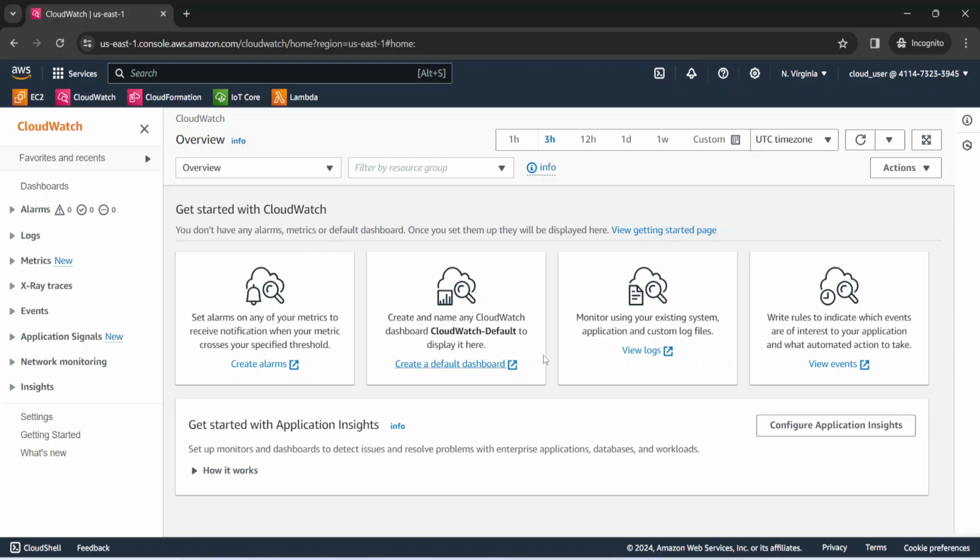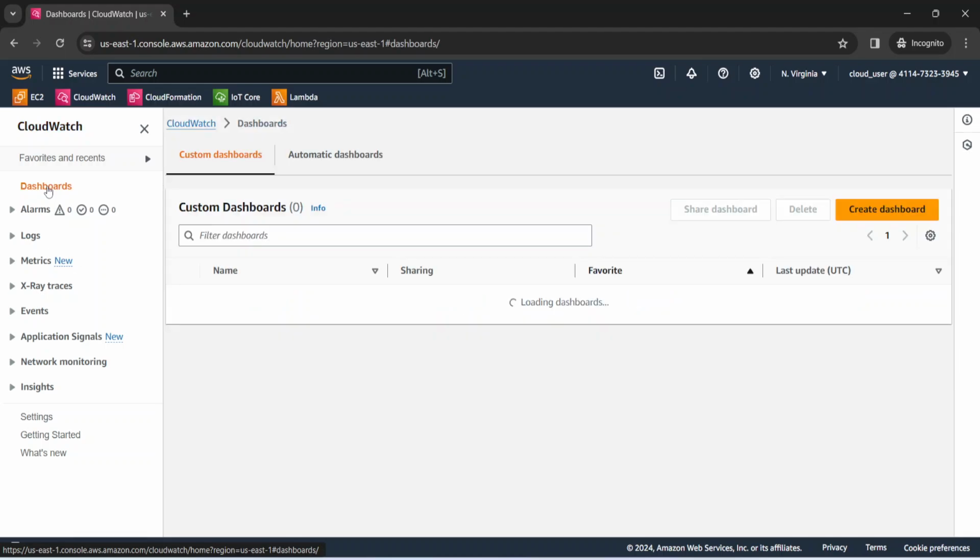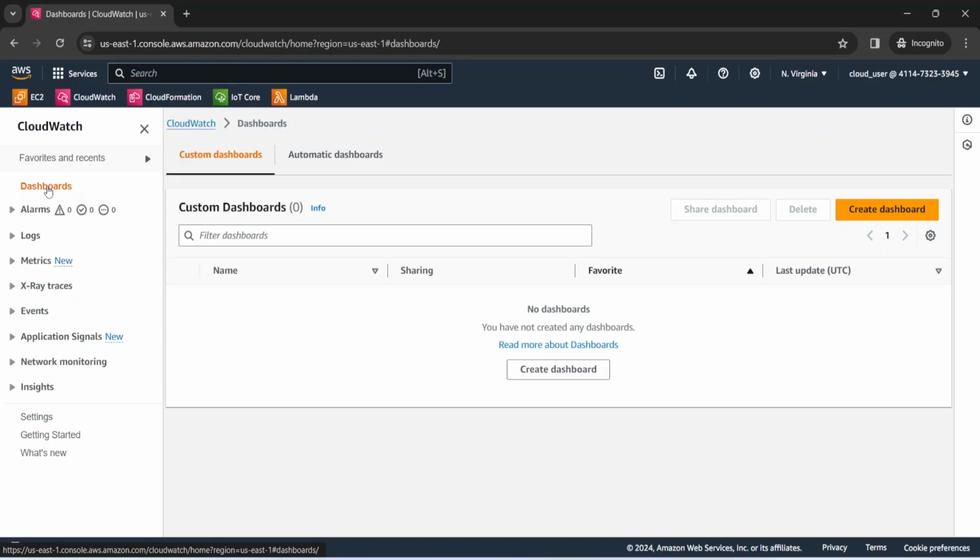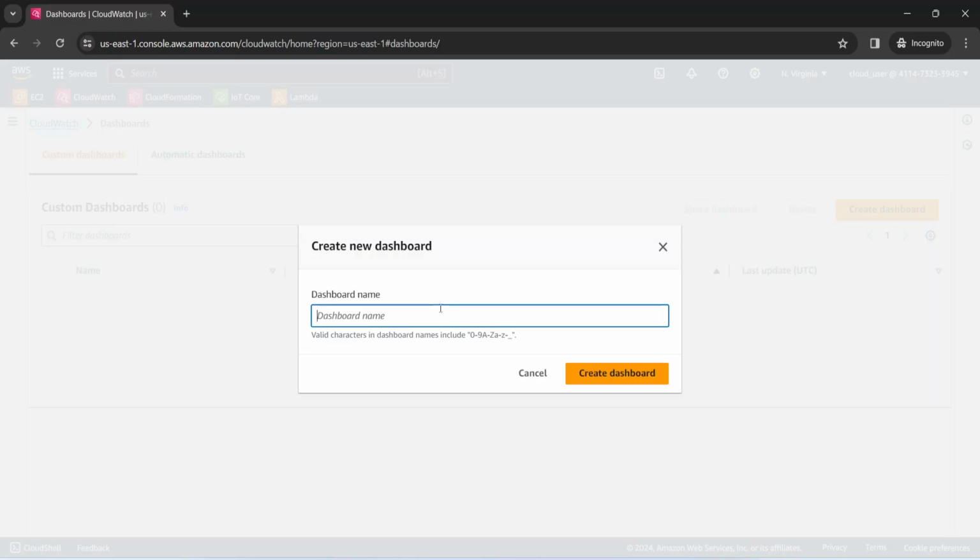We don't have any dashboard here, so we'll go ahead and create our first dashboard now. I'll click create dashboard. The name should be such that it is very easy to understand. Since we'll check the CPU, I'll just type EC2 CPU dashboard. I'll hit create dashboard.